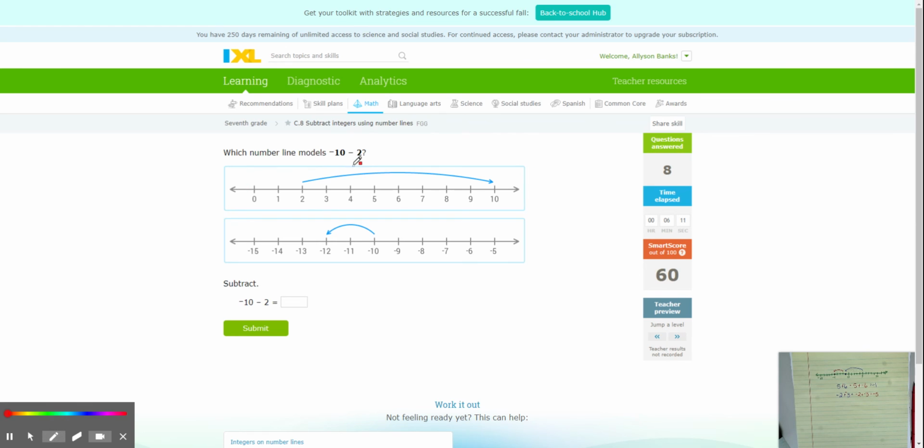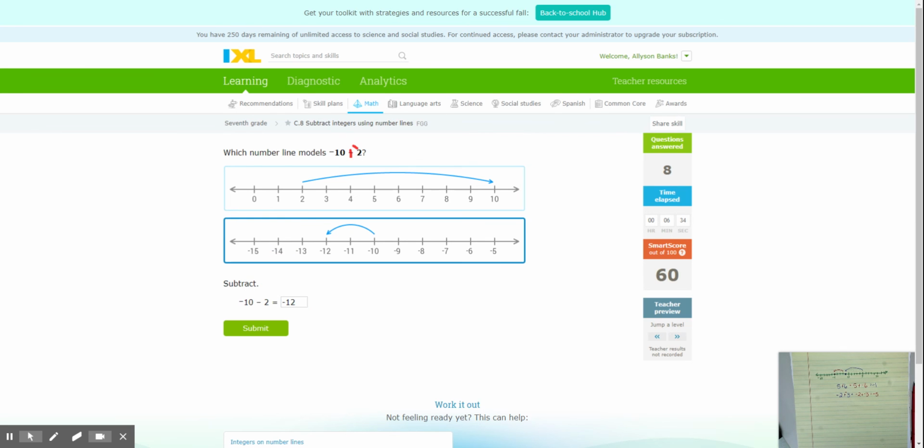So we have -10 minus 2. So -10 take away -2. Start at -10. This one starts at +2. This one starts at -10. So I'm going to start at this one. And this one's on a scale of 1, so it's take away 1, take away 2. Looks like -10 take away 2, or -10 plus -2 is -12. And we'll select that one.